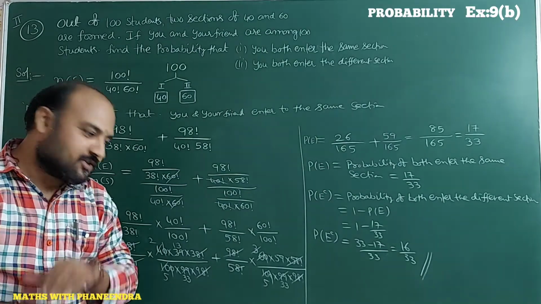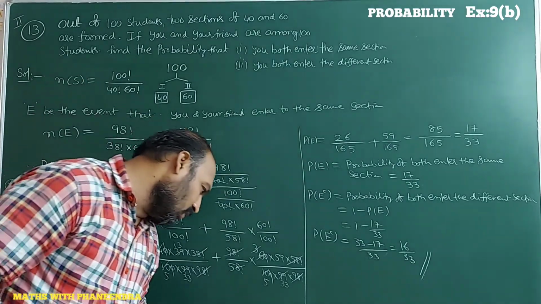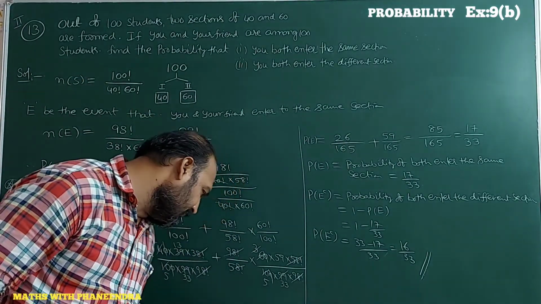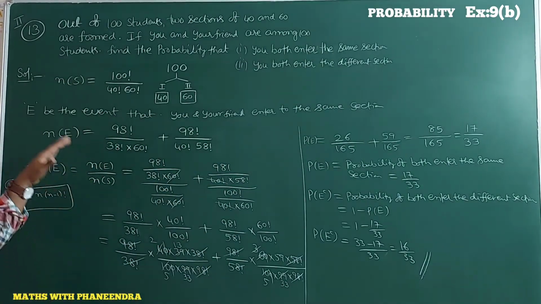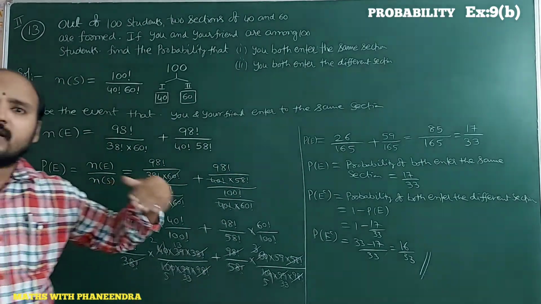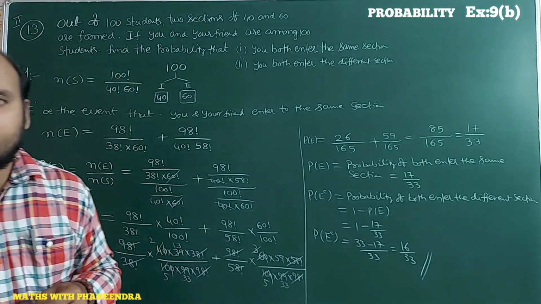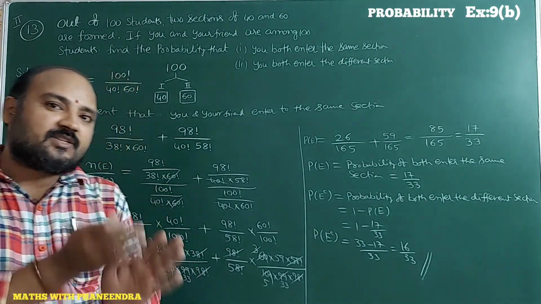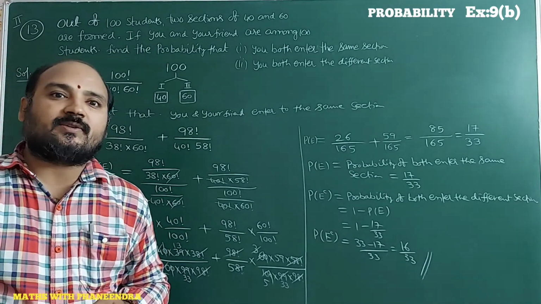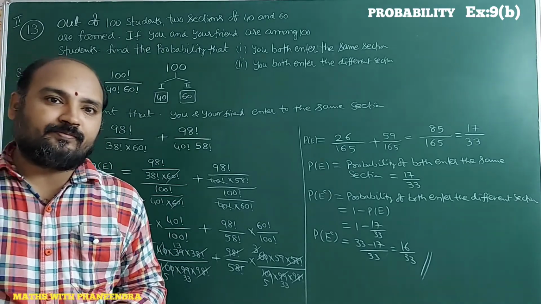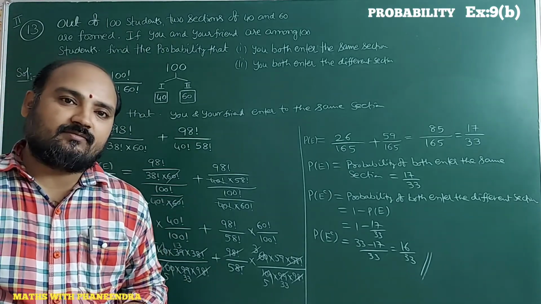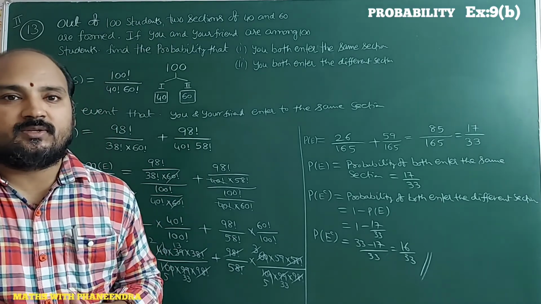I hope you people understand, dear students. I think all the questions from the textbook are completed. That means the complete 9B exercise is completed till here. Now we will move to conditional probability in the next video, dear students. Conditional probability, examples based on that, the multiplication theorem and examples, we will give it this way.